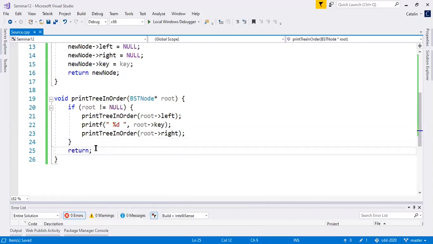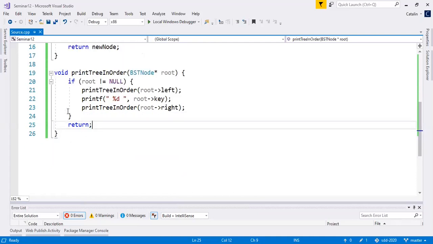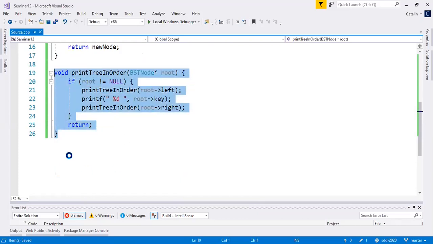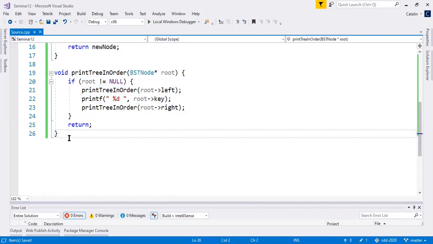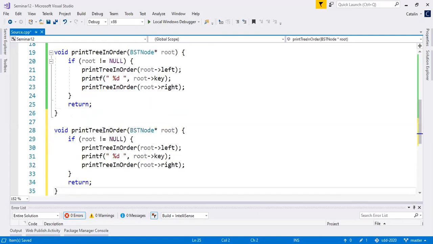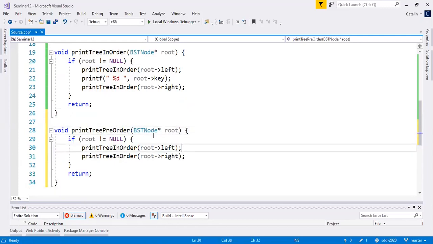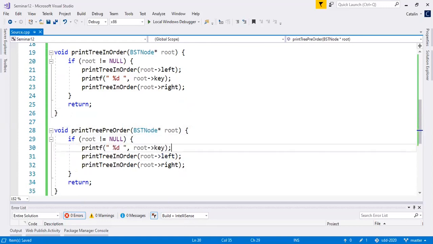Because there is nowhere to go. We hit a dead end. Now, if you want to do the other printing, for example pre-order, it's easy. If you know one, you know all the others. So this is pre-order. The only difference is that for pre-order, you print the key and after that you follow left, right. It's the same, you just change the location of printf regarding continuing on left and right side.